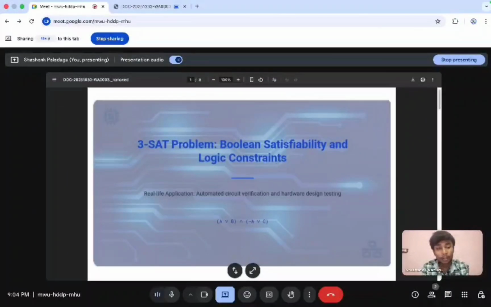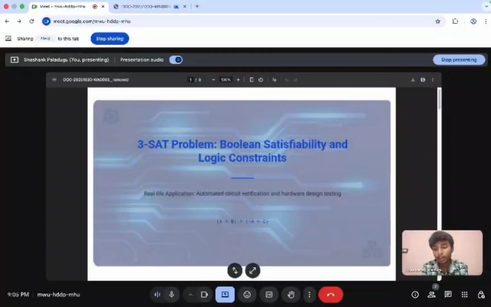This topic may look mathematical at first, but it has very important real life applications. The slide mentions things like automated circuit checking and hardware testing. Let me simplify that for you. When companies design electronic chips, they need to verify whether the circuit will behave properly under all circumstances or conditions. Testing everything manually is not possible, right? So SAT solvers check millions of conditions automatically. It is also used in many other ways. We'll see more of it in the slides.